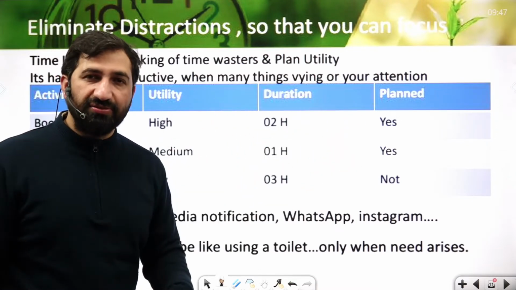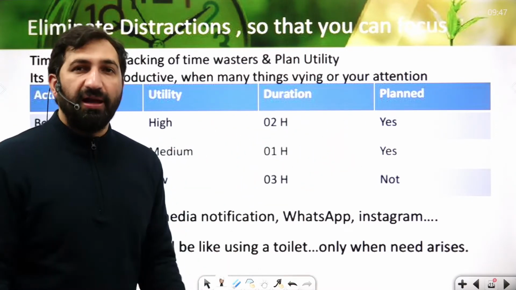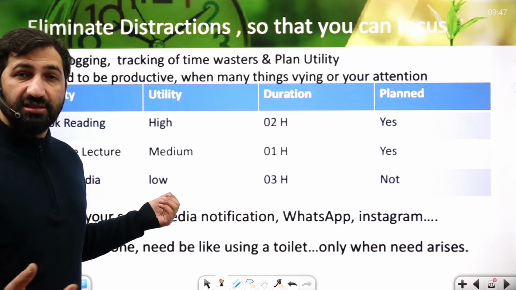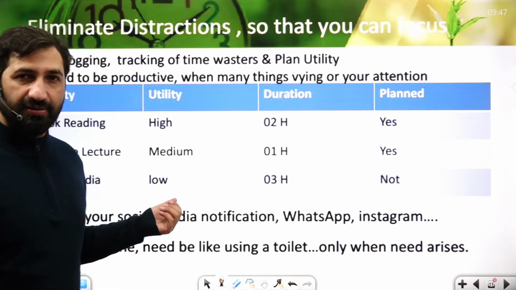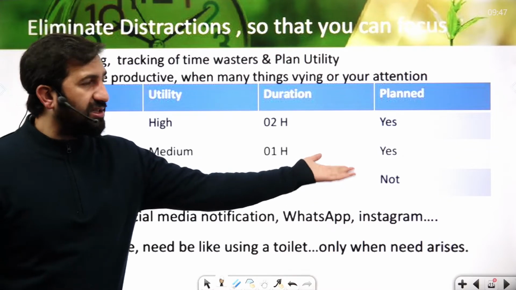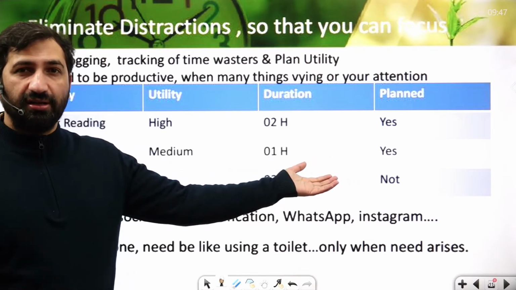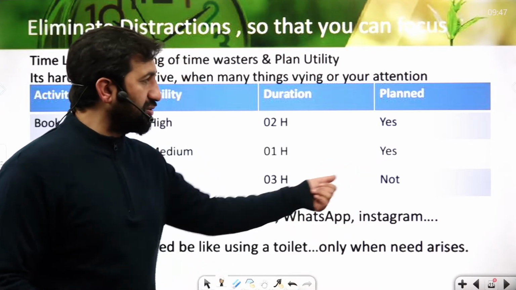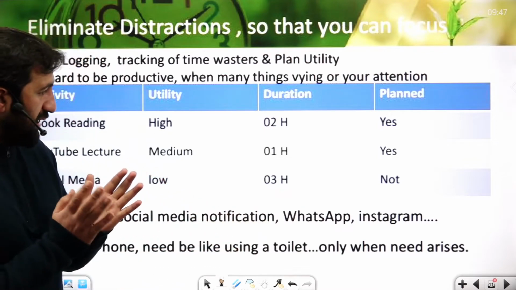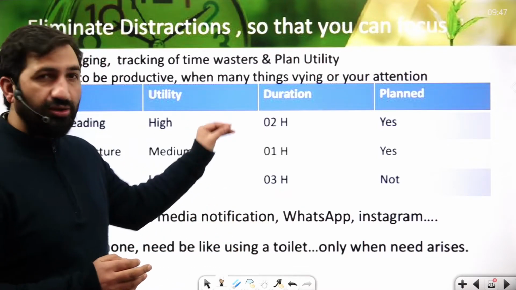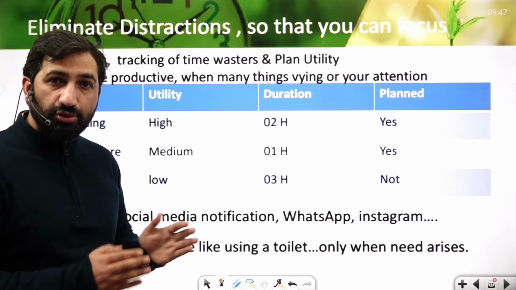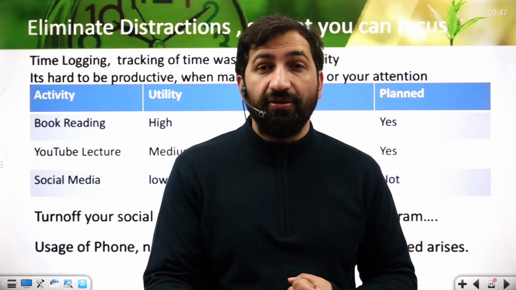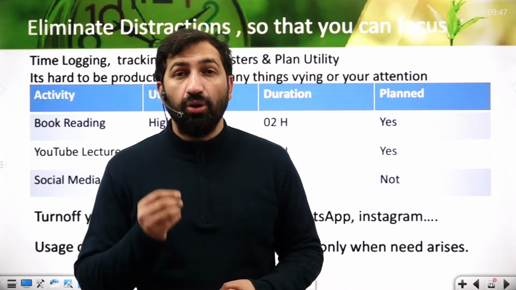But there are a good number of things, especially in Kashmir, which are unplanned. For example, social media is a low utility thing because it does not give you so much benefit, and you take 3 hours for it, and it is not planned. So that means this is a distraction. Something which is planned, you have kept 1 hour for social media, but you are using 3 hours, so it's low utility. So you have to identify which are high utility things and which are low utility things. You need to distinguish them. For high utility things, you should keep more time, and less time for low utility things.